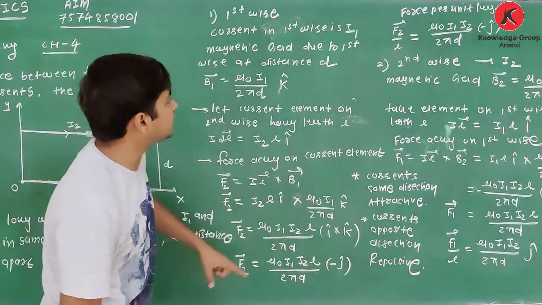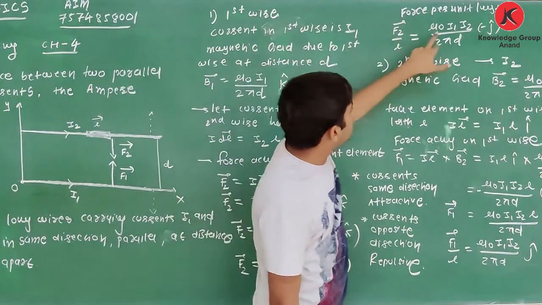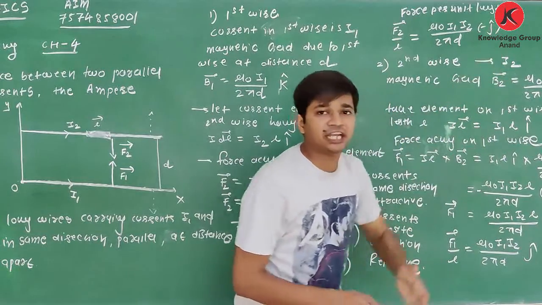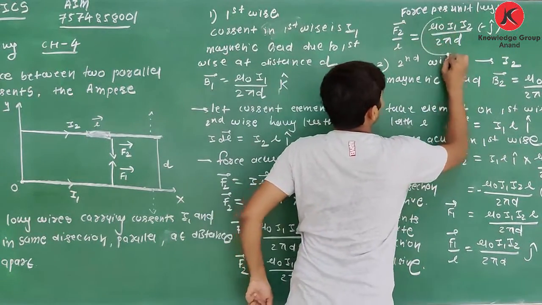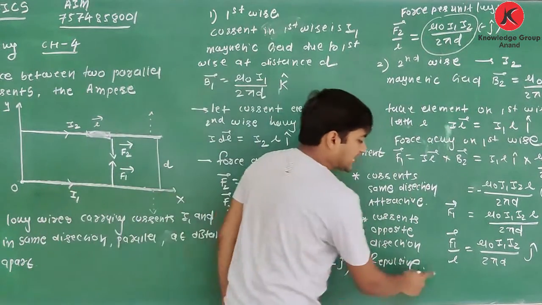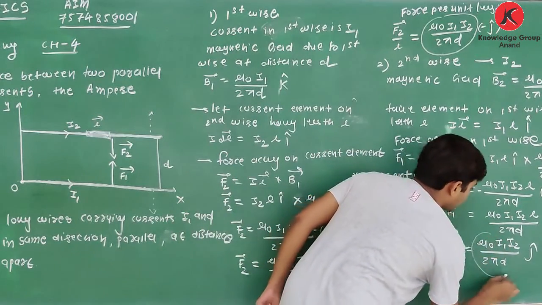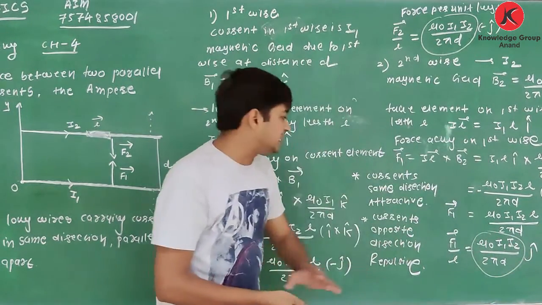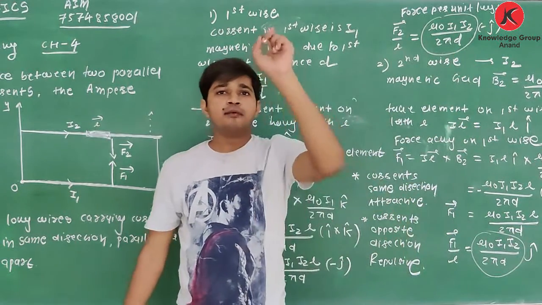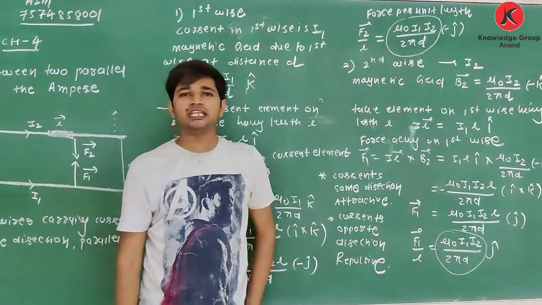Now observe the equation. See, force per unit length on the second wire is μ0 I1 I2 upon 2πd minus j caret. Minus j caret indicates direction. What is the magnitude? μ0 I1 I2 upon 2πd. Now, force acting per unit length of the first wire: μ0 I1 I2 upon 2πd j caret. J caret indicates direction, this is the magnitude. See, in both cases, magnitude is the same.